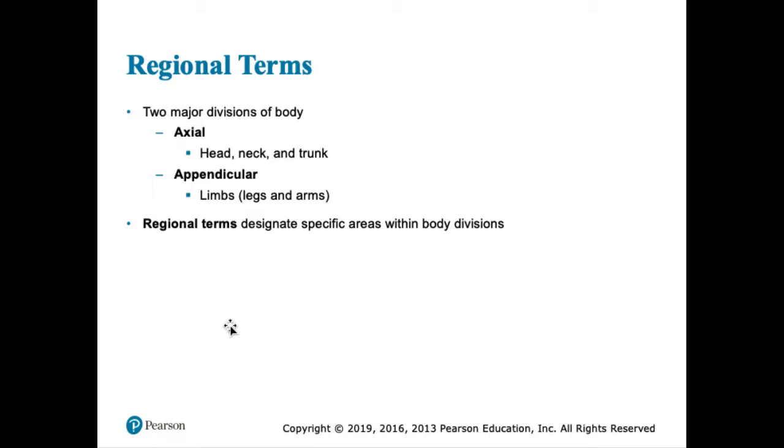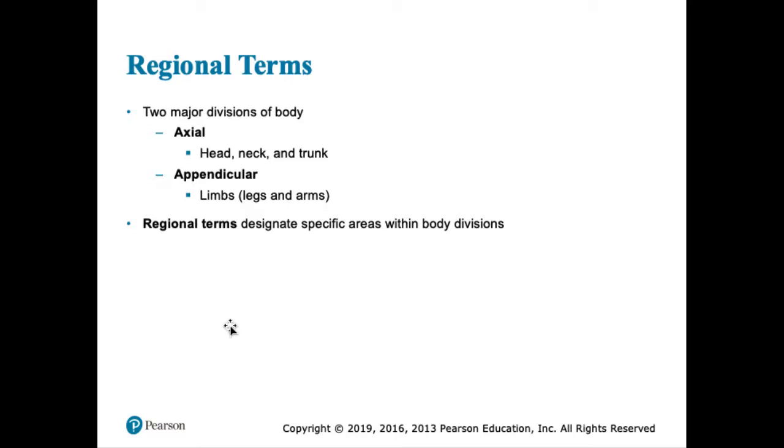There are also regional terms. So there's two main divisions in the body that we'll be talking about as we go through anatomy. So you've got your axial. Your axial is considered your head, neck, and trunk. And then you have the appendicular. And those are the limbs. That's the legs and the arms. So when we talk about different parts of the body, we're going to have some axial and appendicular regions as well. Regional terms sort of designate specific areas within body divisions.